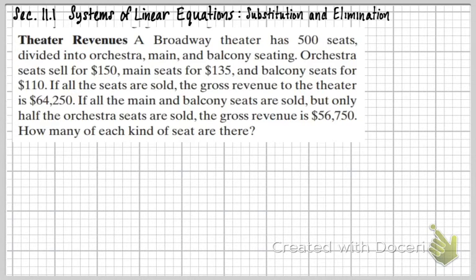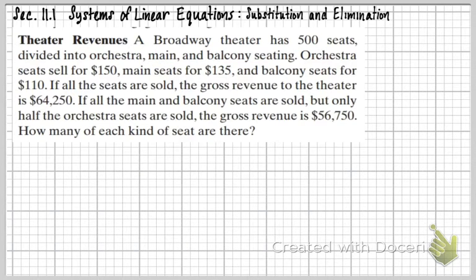So this is actually a problem that we've got to break down piece by piece. The first thing, I just look at the first sentence: a Broadway theater has 500 seats divided into orchestra, main, and balcony seating. So all three of those together are 500. So that's my first equation here.